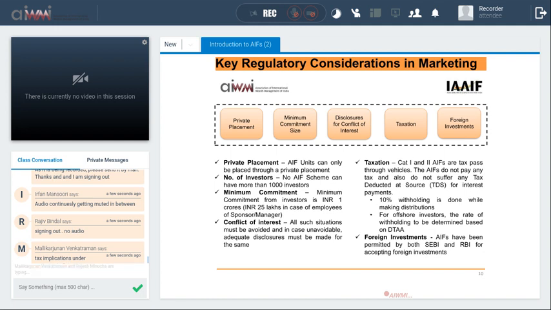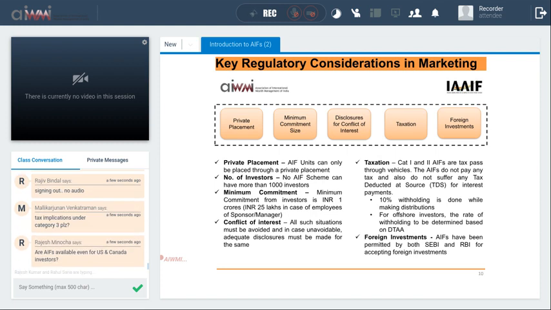So category 3 AIFs, there are no specific guidelines as to how a category 3 AIF has to be taxed, which means the taxation of a category 3 AIF depends on what is the legal entity of an AIF. Now, we spoke earlier that most AIFs are registered as a trust. So, which means the taxation for a category 3 AIF will be as per the taxability of a trust. However, trust taxation is generally very, very complicated.